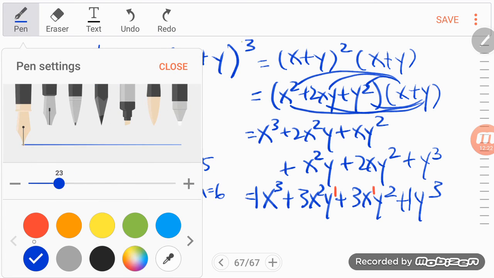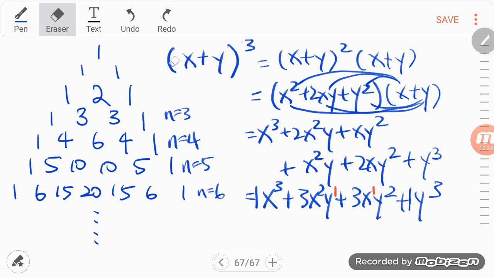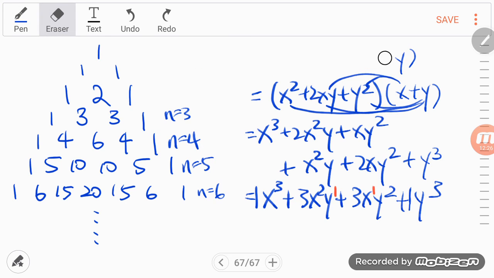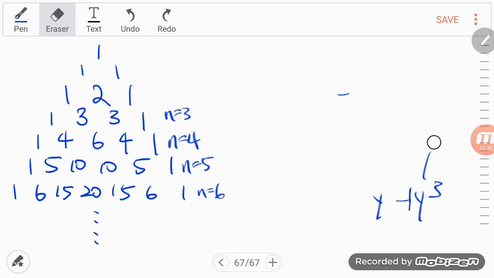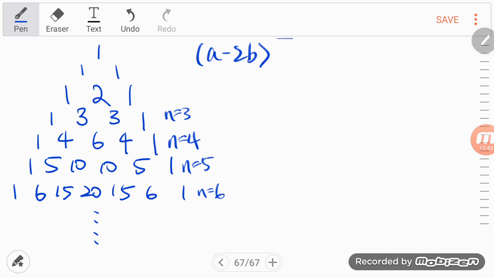All right, let me show you guys another example. So I'm going to erase the stuff that I have here. The example is going to be a little bit more challenging, because now that we know the pattern, it's actually pretty easy. So let's say I have a plus, let's say instead, a minus 2b to the power of, say, 5. Okay, so which means I'm looking at this row of the Pascal's triangle.